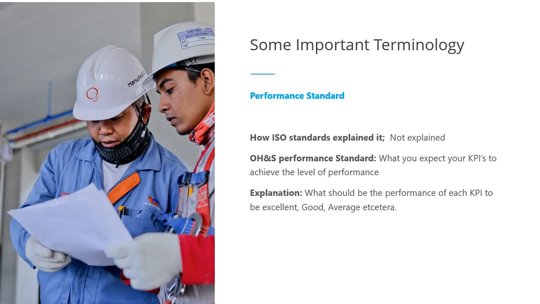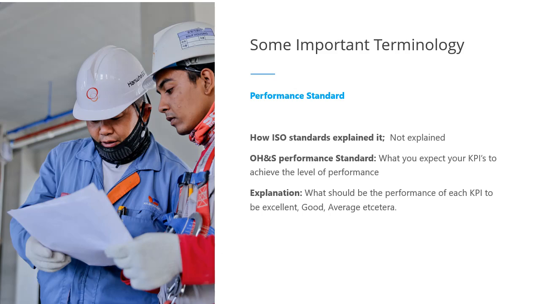What are the performance standards? OHS performance standards are what you expect your KPIs to achieve. That is the level of performance. Once you set KPIs, you also need to know what it looks like to be excellent, good, average, below average, or poor, etc. For example, if the organization has set the number of repeated non-conformities as one of their KPIs, then they may set 0 or less than 1% for excellent performance.